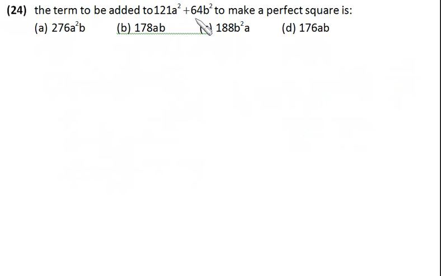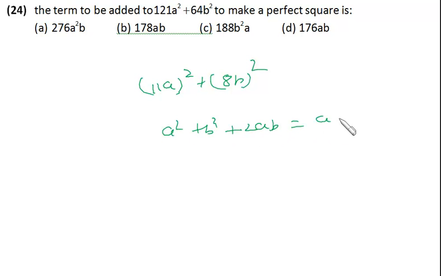The term to be added to this to make a perfect square. That's very simple. See, here it is (11a) whole square, here it is (8b) whole square. So it is a square plus b square. If we add 2ab, then it will be a perfect square like (a plus b) whole square, right?